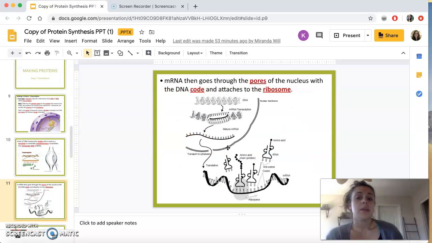Okay, so we have this mRNA, AUCG, that's matched up with half of the DNA strand, and it's going to go through the pores of the nucleus. You can see it's kind of pulling itself out here with the DNA code, and that's going to attach to the ribosomes. So transcription happens in the nucleus, okay? And that process is going to happen here. We're going to pull that DNA strand apart, take an RNA strand and match it up with half of the DNA, take it outside into the cytoplasm, and that code is going to start to attach to the ribosome.